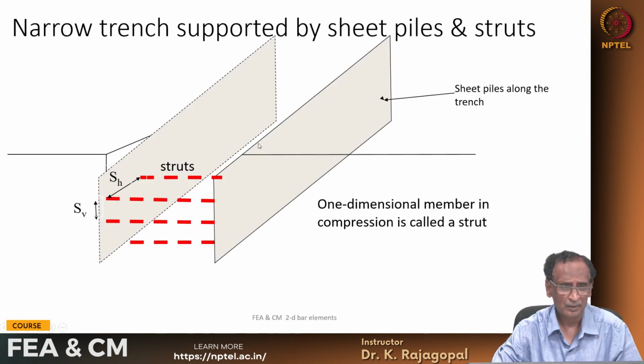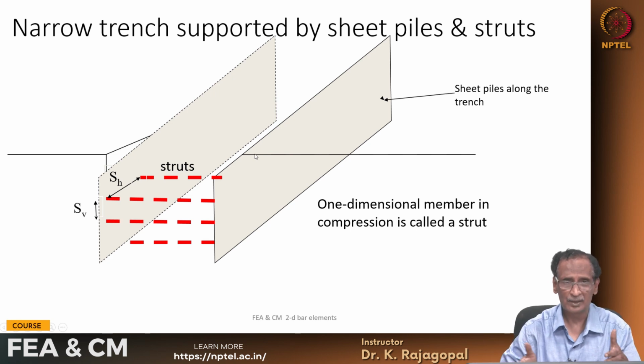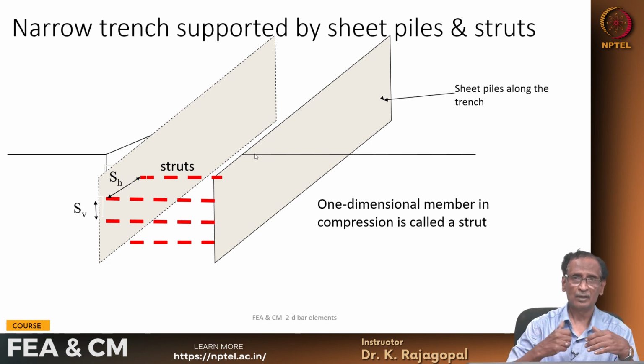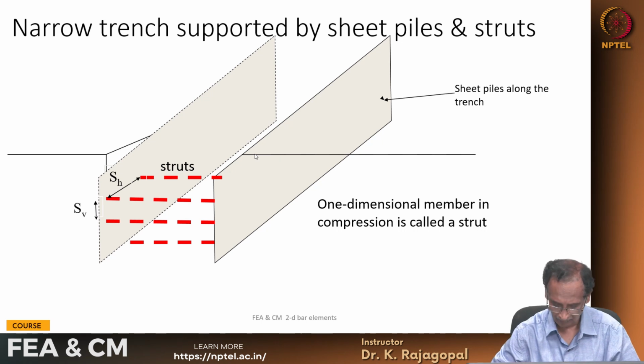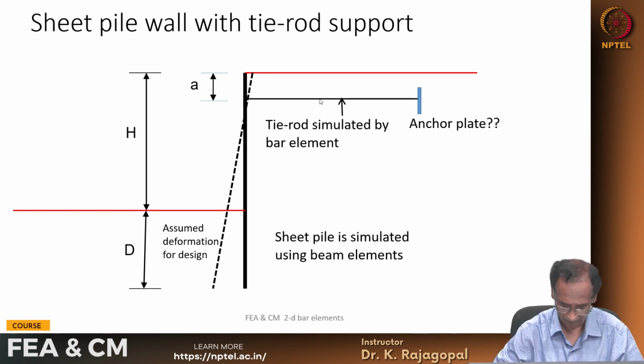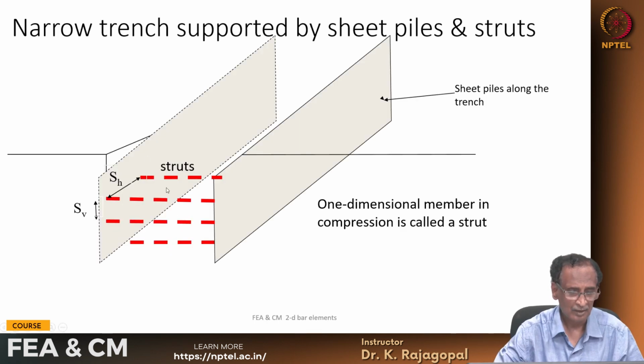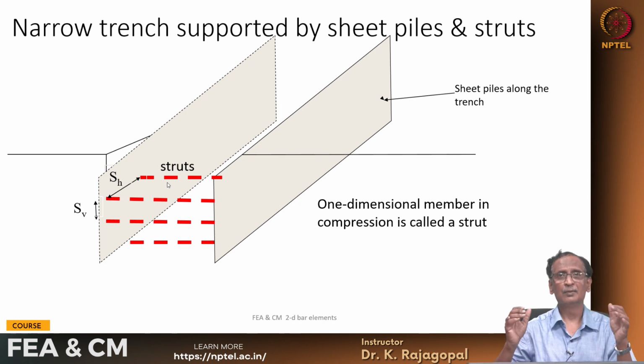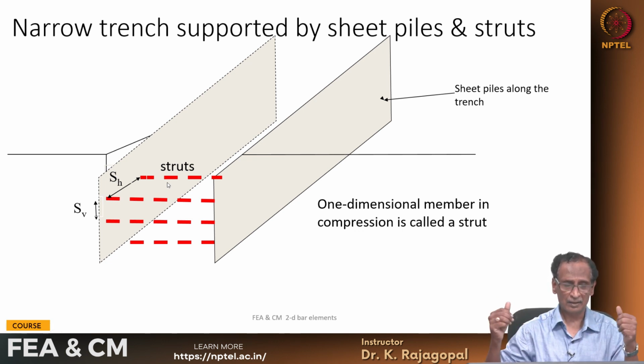Or another example is an excavation supported by sheet pile walls and a number of struts. See, the tie rod element is in tension. It's a one-dimensional element in tension, whereas the strut is also a one-dimensional element but in compression. Okay, the compression elements we call struts, and the tension elements we call tie elements.